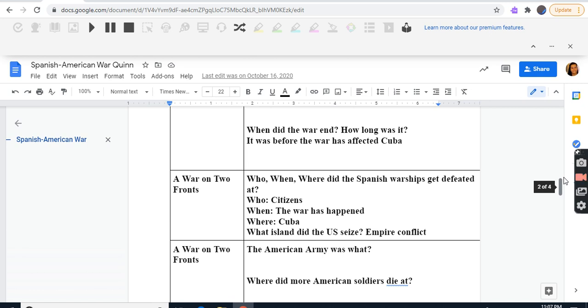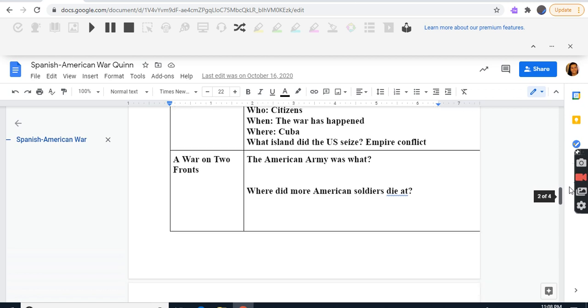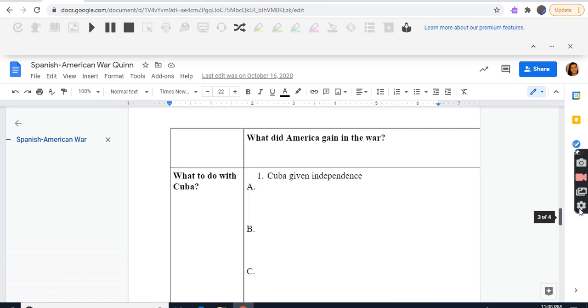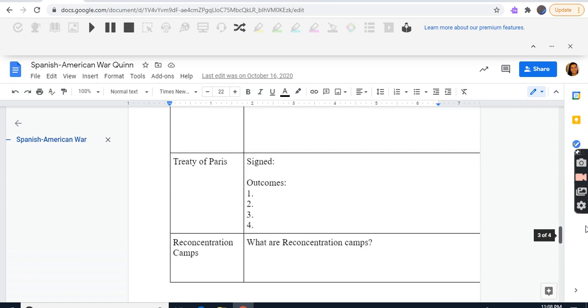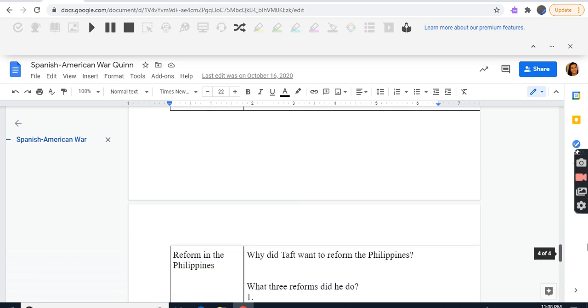Where did the Spanish warships get defeated? Cuba. What island did the U.S. seize? Empire conflict. The American army was what? Where did American soldiers die? Where did America gain war? What to do with Cuba? Cuba given independence. Treaty of Paris signed. Outcomes. Reconcentration camps. What are reconcentration camps?